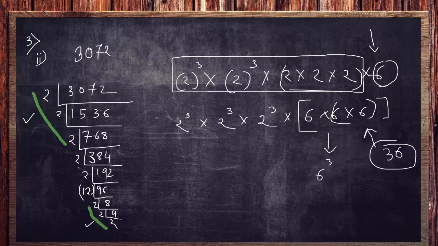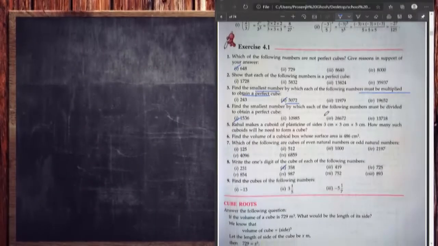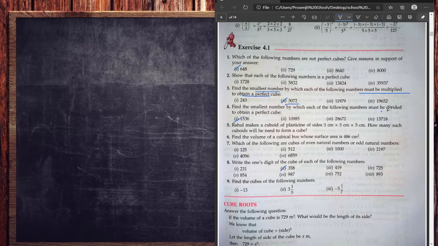So according to this sum, I have to multiply over here. So I multiply 2 and 6 respectively. That means 36, to get that as a cube. Now, similarly, the second part is there. This time we have to divide. So whatever extra part will come that will not allow it to be a perfect cube, just divide by that same number. That's it. Very easy one.